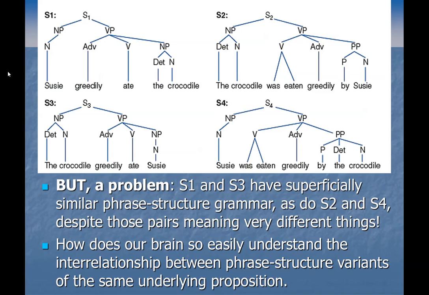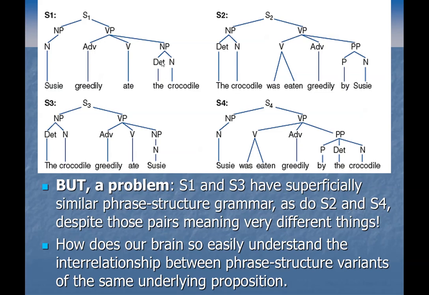So take a moment and just read each of these sentences in turn. Sentence 1, Susie greedily ate the crocodile. Sentence 2, the crocodile was eaten greedily by Susie. Notice in both of these top 2, the crocodile is the thing being consumed, right? Susie is the one getting some calories. Now in the bottom 2 sentences, we have the crocodile greedily ate Susie, or Susie was eaten greedily by the crocodile. In both cases here, the crocodile is getting some calories and Susie's family is going to be sad.